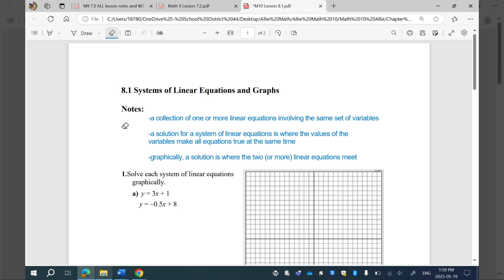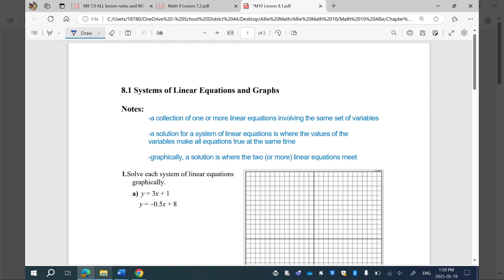So please write this down. Maybe I'll give you a pause so that you can write it all. But a solution for a system of linear equations is where the values of the variables make all equations true at the same time. I think this definition we'll see a little bit just as we go through the examples.